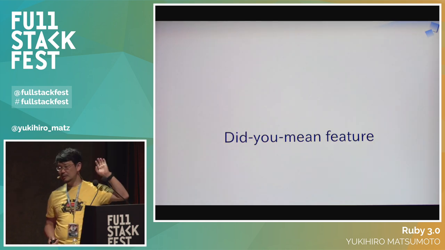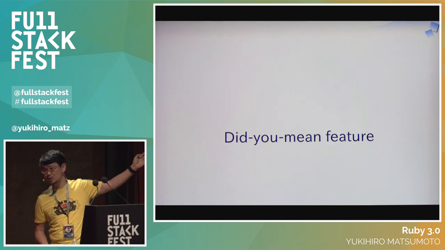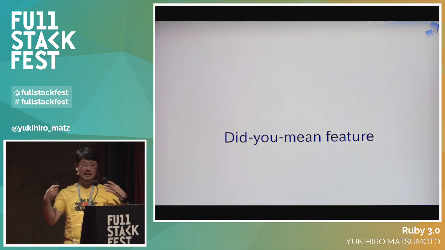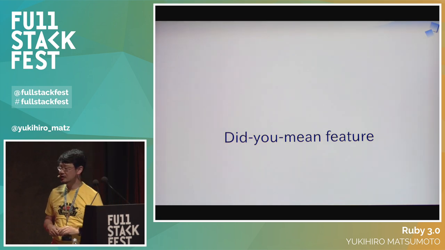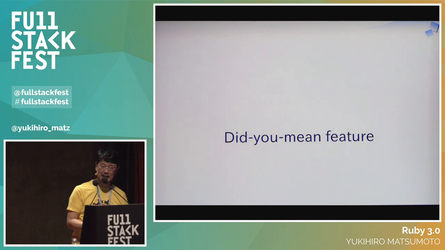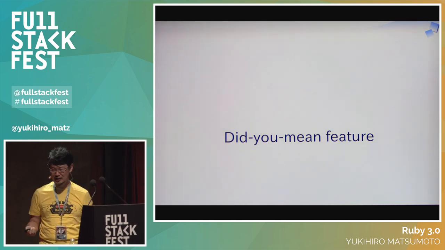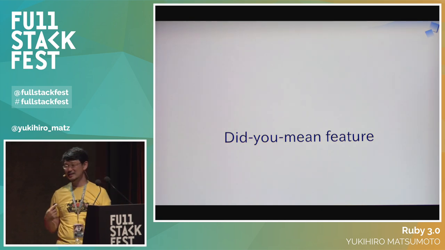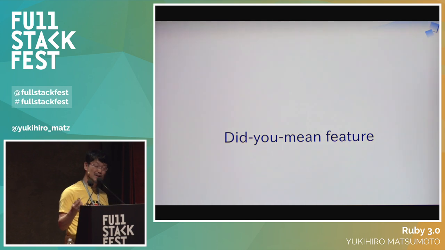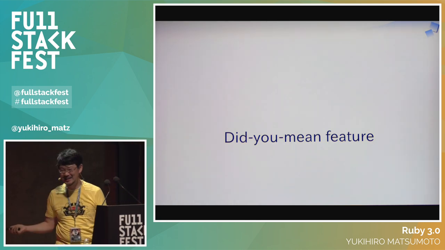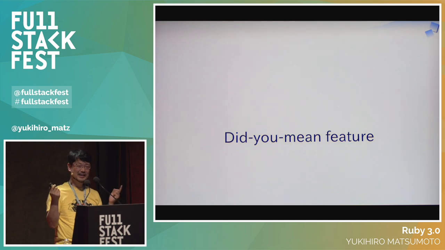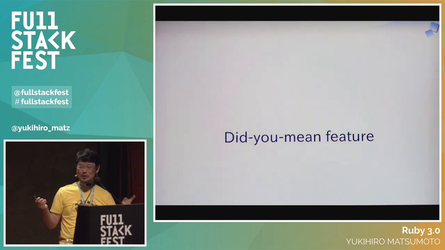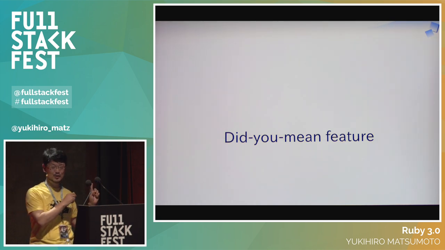So for example, Ruby 2.3, which will be released in the coming Christmas, this December, will have this did you mean feature. So when you make some kind of typo, the error message will suggest the right name for your variable name, method name, or something. Like Google does. So, did you mean something? You put the class name strings, but did you mean string or something like that? So, we will have that in the coming Ruby 2.3.